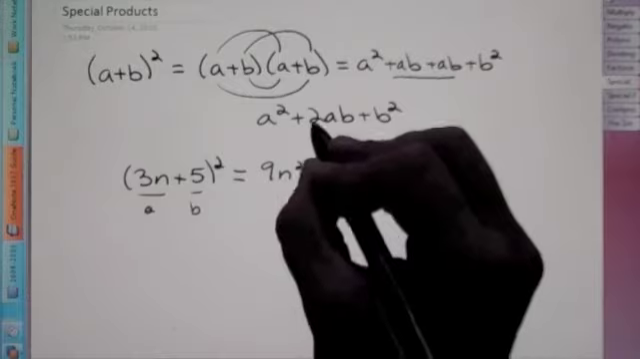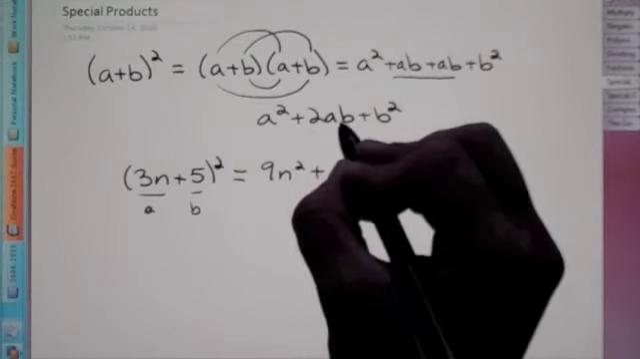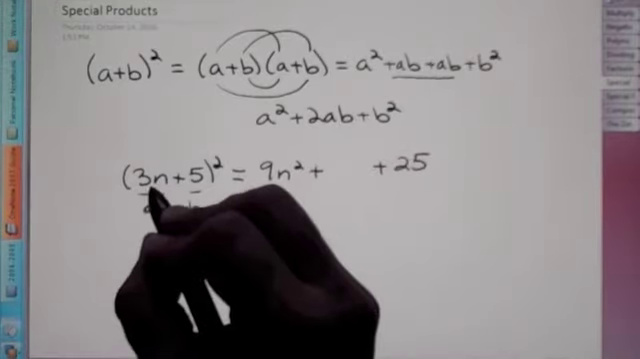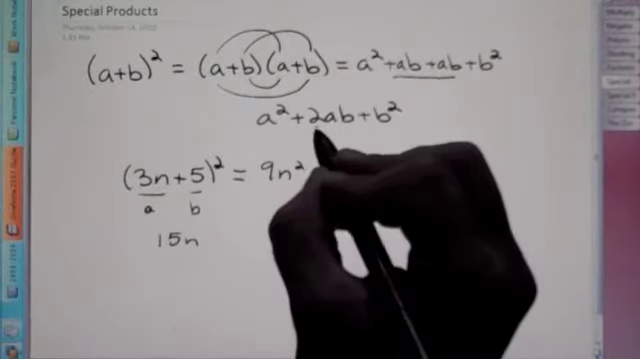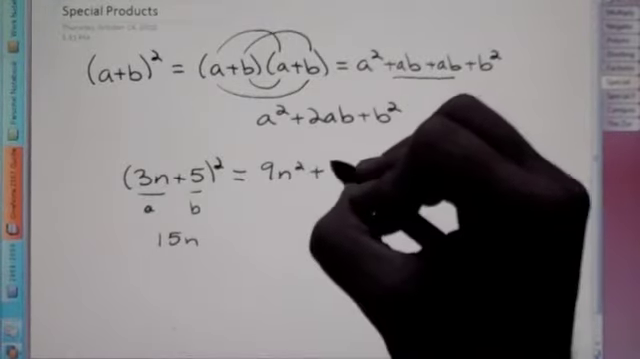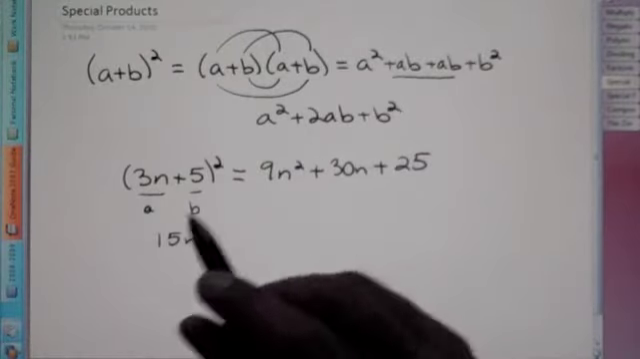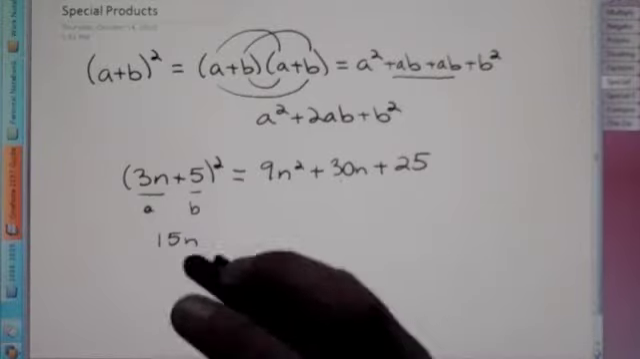Now our middle term says take your two terms in the parentheses, multiply them together, and then multiply it by 2, or double it. So I'm going to take 3n times 5, which gives me 15n, and then I'm going to multiply it by 2. I'm going to double it, which gives me 30n. Okay? So again, take those terms, multiply them together, and double it to get your middle term.